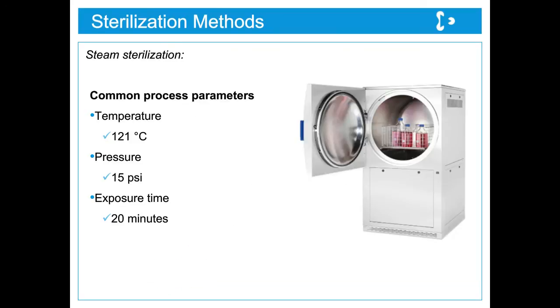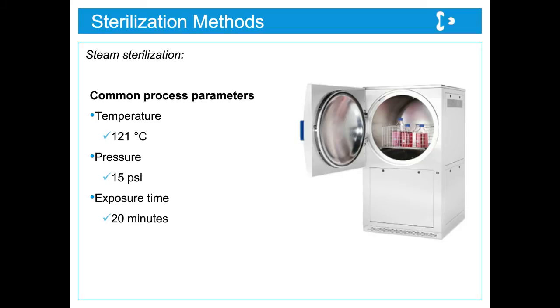Here are the typical process parameters for steam sterilization. The temperature is 121 degrees Celsius, which is much higher than chemical sterilization, which is 45 degrees Celsius. The pressure is 15 psi, and the exposure time is roughly 20 minutes, depending on how many cycles you tend to do with your load, which you can see is much shorter than chemical sterilization.